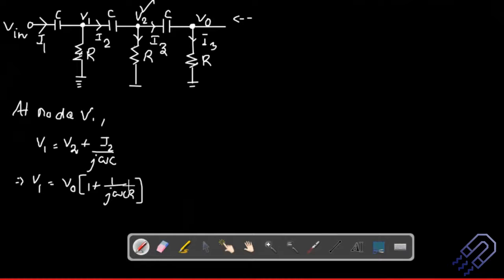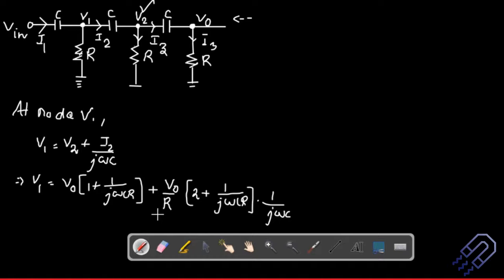So we have this plus, now everything is getting replaced here. I2 was actually nothing but V naught divided by R, divided into 2 plus 1 divided by j omega CR. That was I2. If you're writing it down, I think you already have it. And then of course I have this 1 divided by j omega C into 1 divided by j omega C. So we have this.